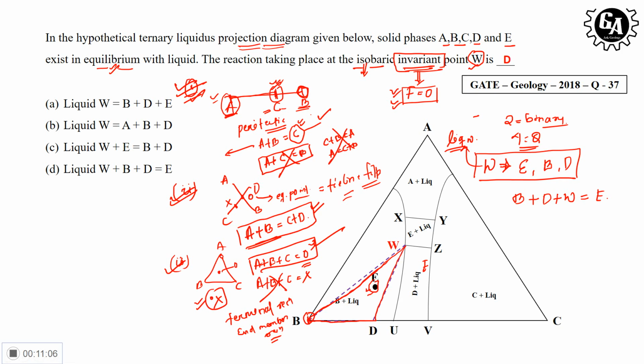So I can say that I can represent the point E with the help of W, B and D, isn't it? And this is the only possibility, and this we can write down as a reaction, like liquid W plus B plus D is equal to E. Okay, and you can see that this E solid phase is represented here. We can see that this is the E point. So our answer will be liquid W plus B plus D, that will give rise to E. So the answer here is D. You can see the answer here is D.